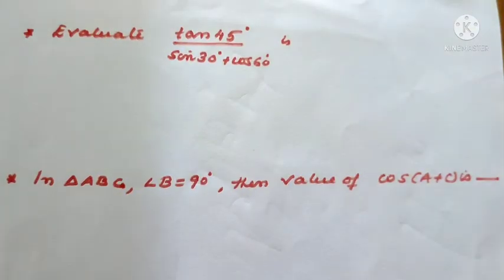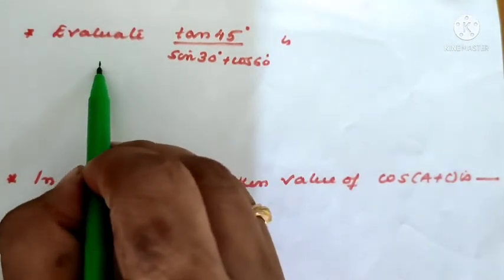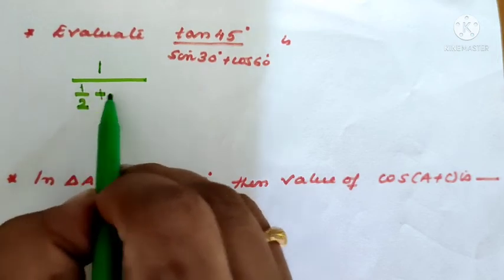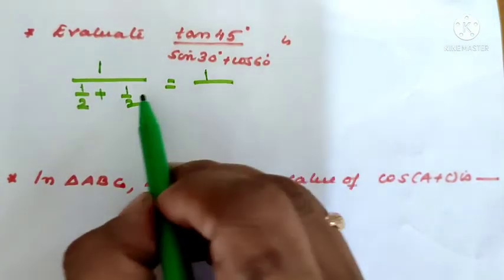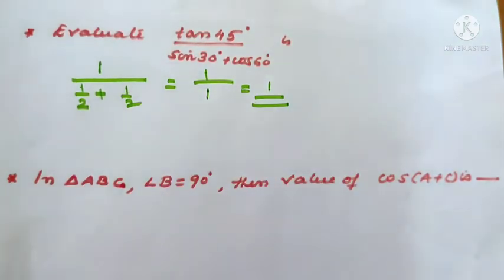Evaluate tan 45 divided by sin 30 plus cos 60 only. So we'll just put the values. Tan 45 is 1, divided by sin 30 is 1 by 2. Then cos 60 is also 1 by 2 only. So 1 divided by half plus half, it is 1 again. So the final answer is 1 only.